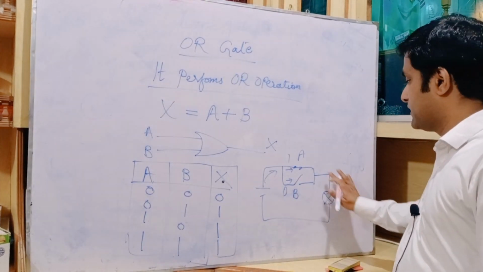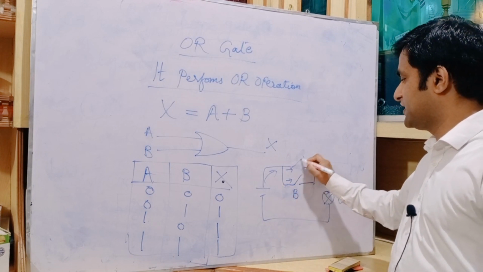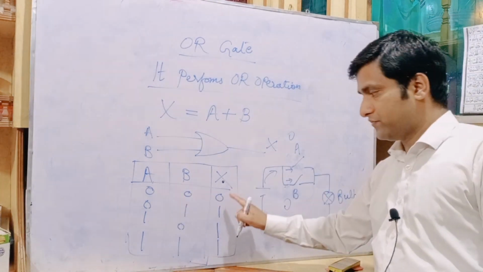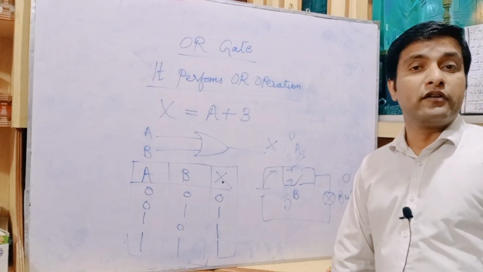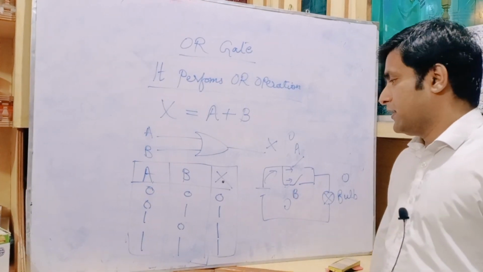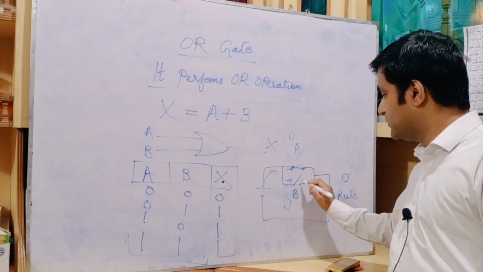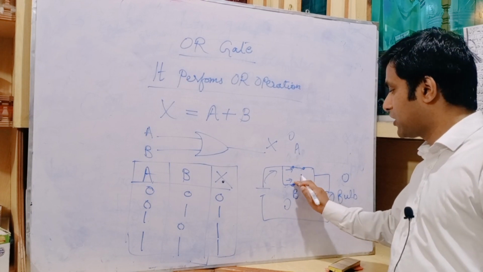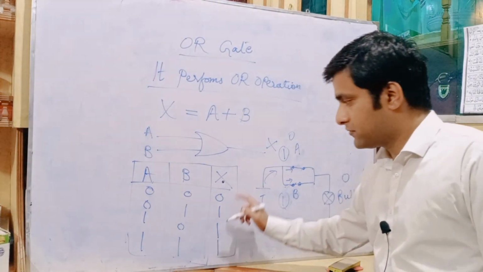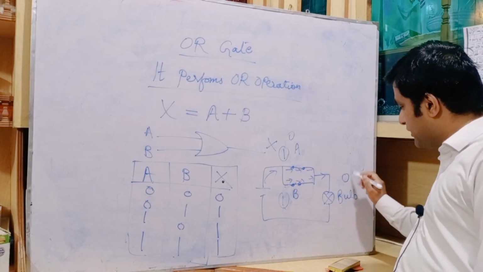Okay. Second, suppose this is open and this is also open. Both are open means 0 0. Output is 0, so the bulb will remain turned off. You got it? Okay. Now both are 1. Both are 1 means both are closed. This is 1 and this is also 1. 1 1, output is 1. So current will go from here, from here, from here, and the bulb will turn on.